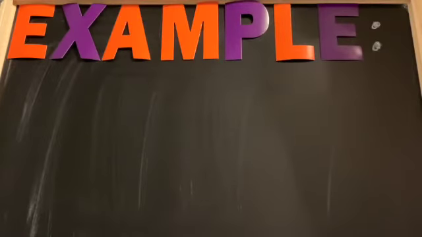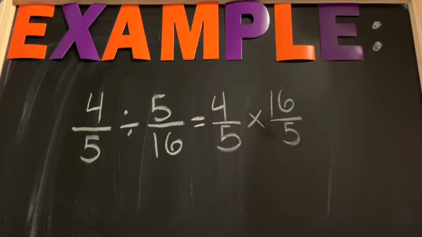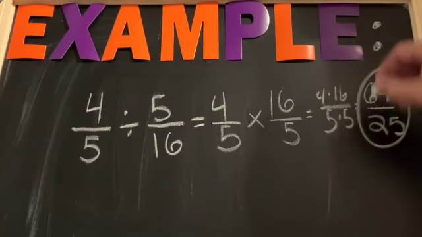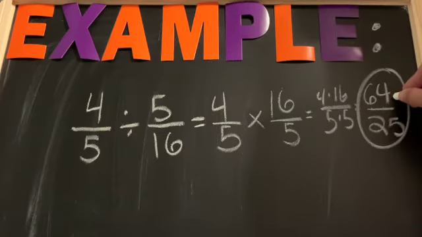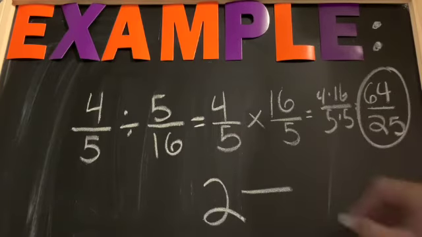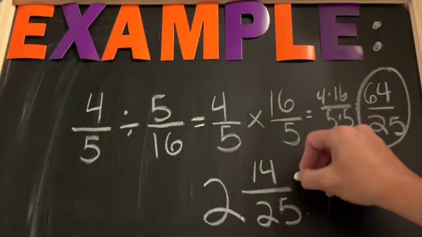For an example, we'll work out the problem 4/5 divided by 5/16. So to solve this problem, we'll just take the 5/16 and flip it, because 16/5 is the reciprocal of 5/16. Then we will multiply 4/5 times 16/5. And after multiplying, we get the answer 64/25. So you can turn the improper fraction into a proper fraction. 25 goes into 64 2 times, and it leaves a remainder of 14, so your answer is 2 and 14/25.